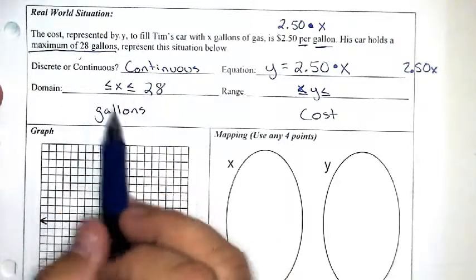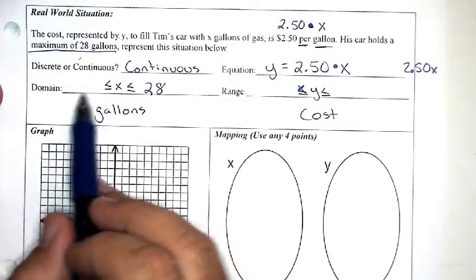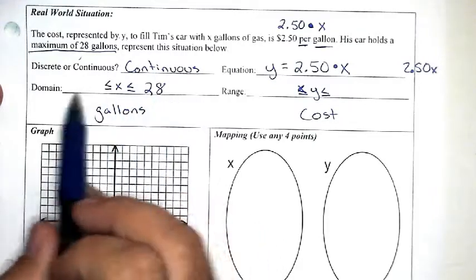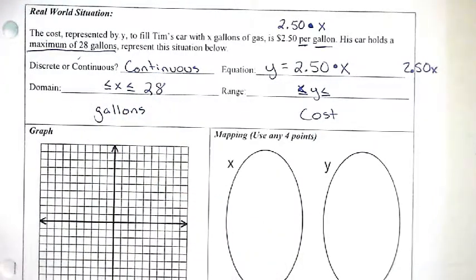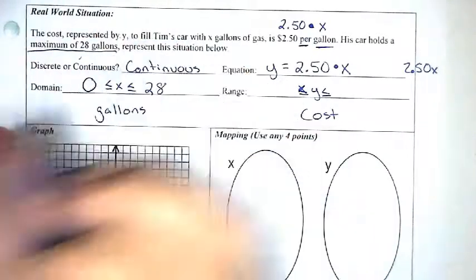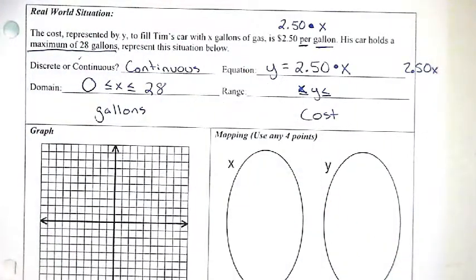Remember, when we write these inequality statements here, it's the least number to the greatest number, least to greatest, okay? Now, if the tank can hold 28 gallons, if the tank is completely full, how many more gallons can I put into that tank? 0, because it's maxed out. So 0. I'll have to put 0 gallons into there because it's already full.